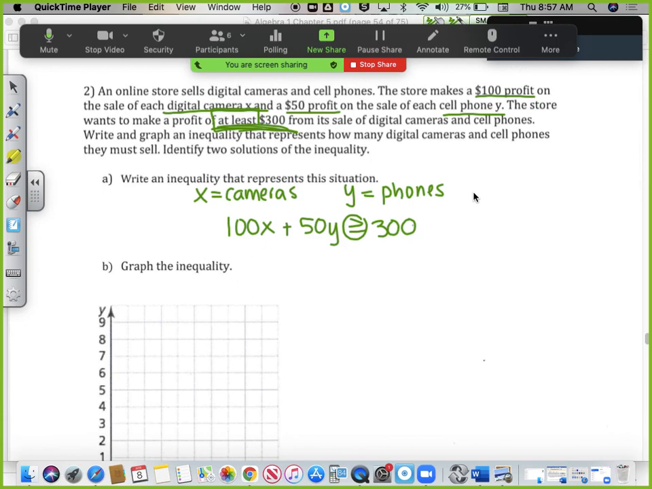Once you have the inequality set up, then it's time for you to graph. And in order to graph this inequality, you're going to want to solve this thing for y. This is going to require two steps. The first step in solving for y is always moving the x term to the other side. In this case, I'd have to subtract 100x from both sides. When I do that, please realize these can never be combined together. You're going to be left with 50y is greater than or equal to. I'm going to write the negative 100x first, and then plus 300.